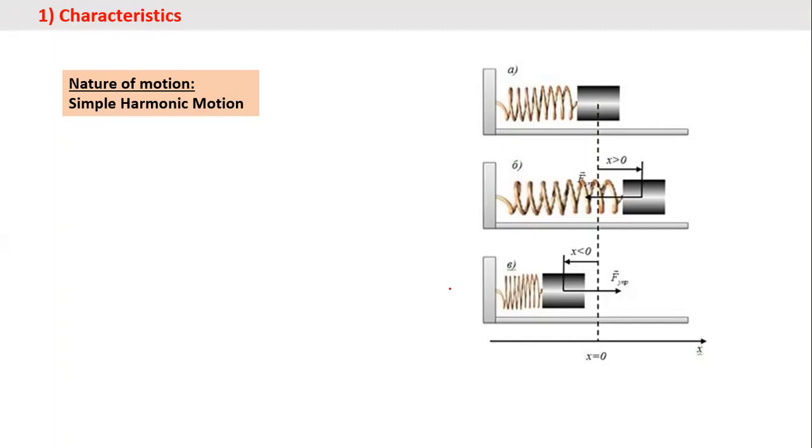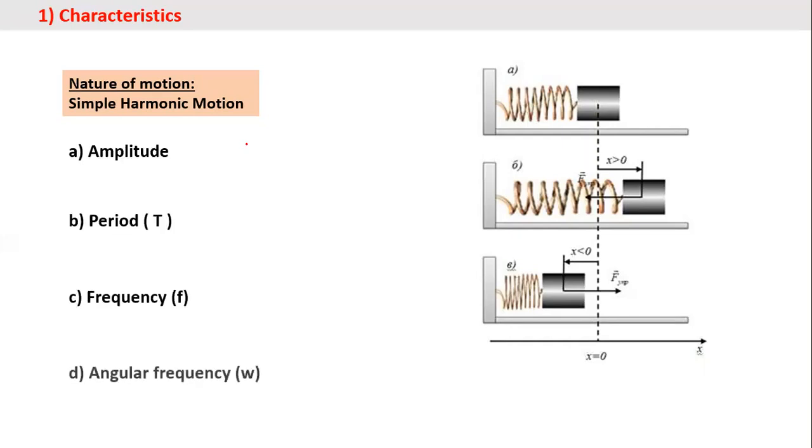In this part, we'll be talking about the characteristics of a free undamped mechanical oscillator, and we'll be taking the horizontal spring. So the nature of motion in this case is called the simple harmonic motion. As for the characteristics, we'll see we have the amplitude, the period, the frequency, and the angular frequency. So we'll start first with the amplitude.